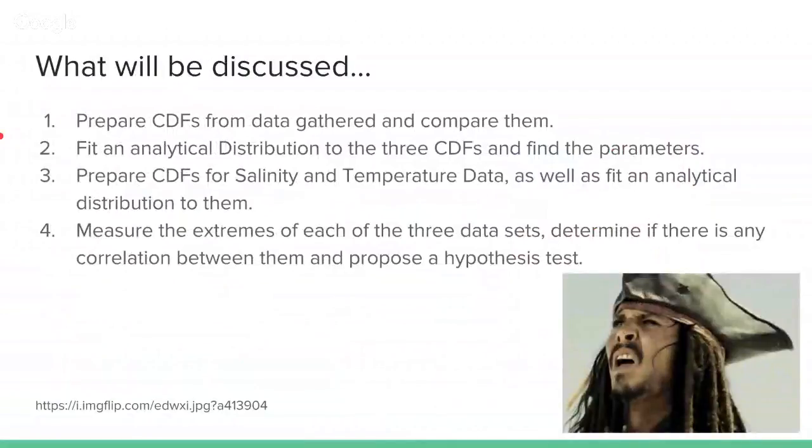So what we're going to discuss is we're going to prepare some CDFs from the data given, and we're going to put some analytical distributions on those 3 station CDFs and find the parameters. And then we're going to do something similar for salinity and temperature, have some analytical distributions for them, and then just look at the extreme values and how those correlate and come up with hypotheses based on those.